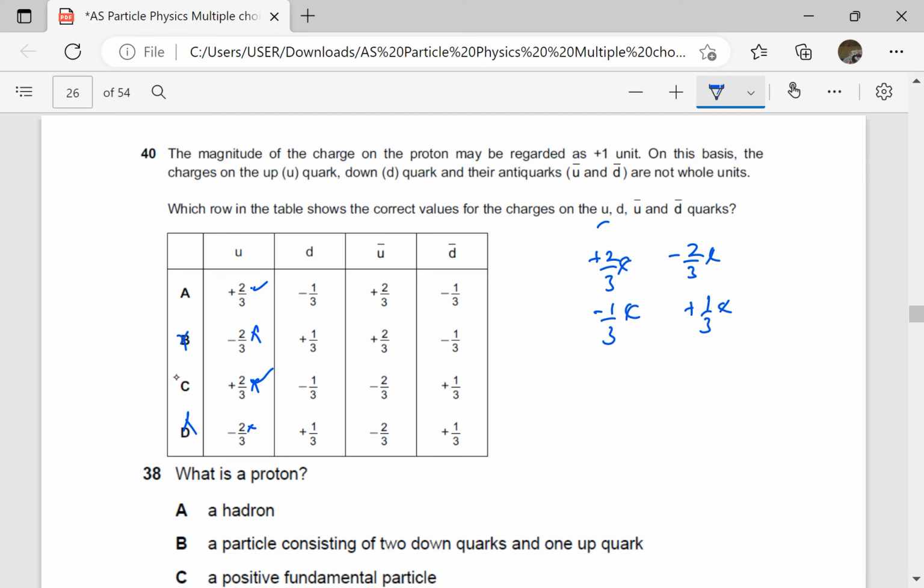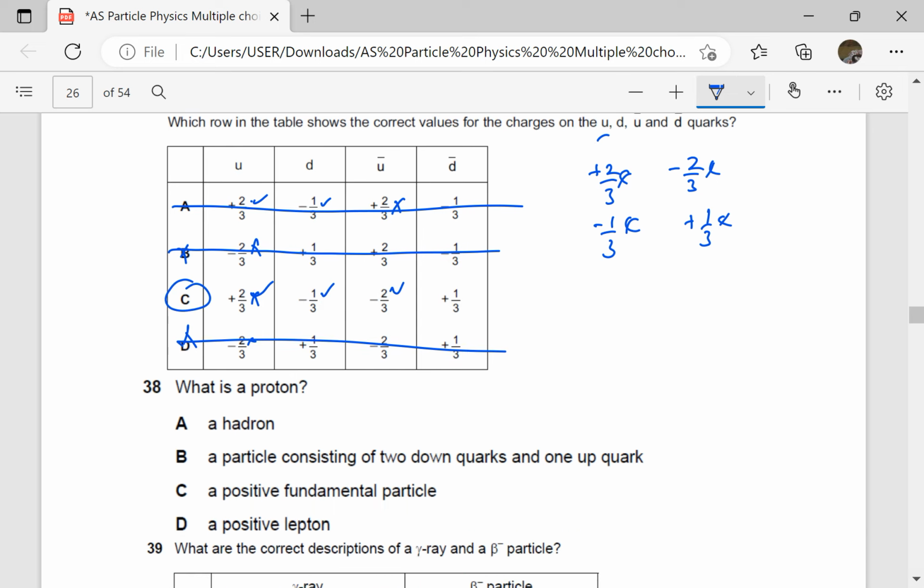Down, this is correct. This one we have already eliminated. We have eliminated these two, so we concentrate on these two. Down, this is correct. And up should have a negative charge. This is wrong. This is correct. So it means we have also eliminated that one. Automatically, the answer remains C. That is up, down, and anti-up, anti-down.